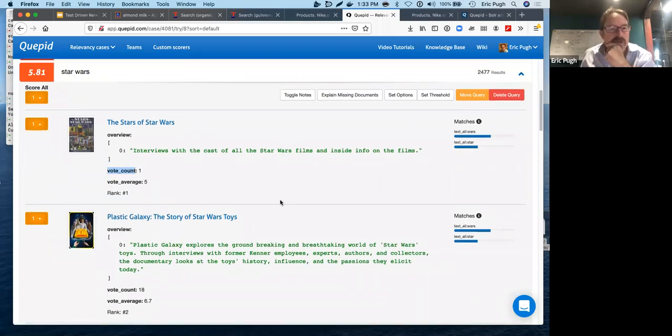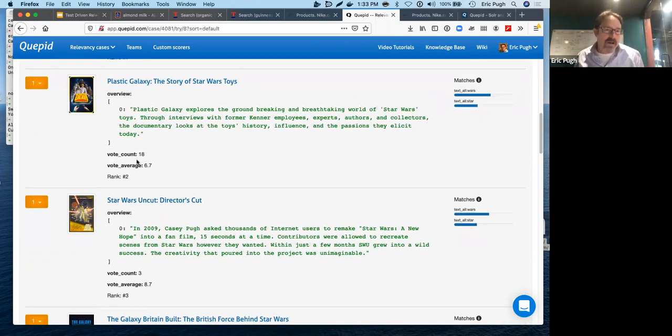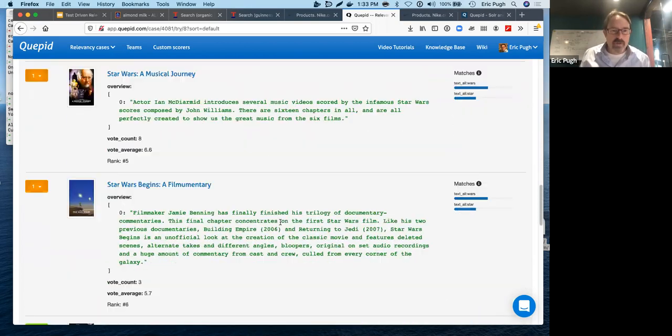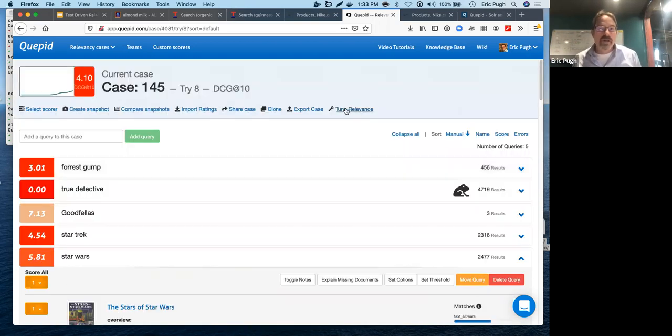How many times someone has voted for a movie and what the average vote was. So the stars of Star Wars only ever got one vote and they gave it a 5 out of 10. And yet it's showing up at the top of our list. This one here got 18 votes and got a 6.7. If I scroll down though, remember we actually got the Clone Wars? Notice how many votes we got? 1,039 votes. So as a relevancy engineer, I can say, hey, probably movies with more votes are more popular.